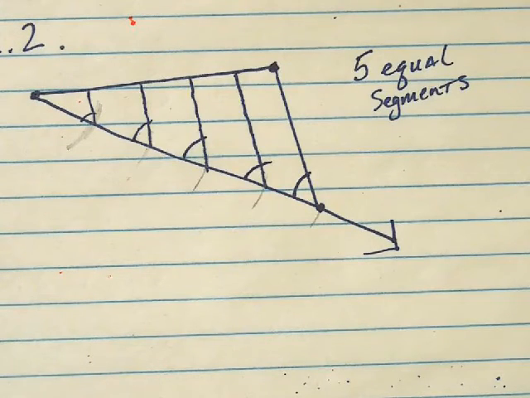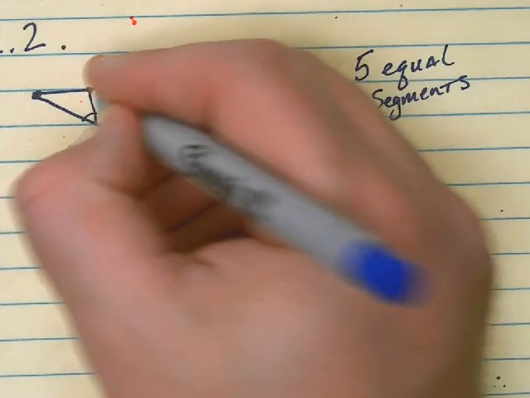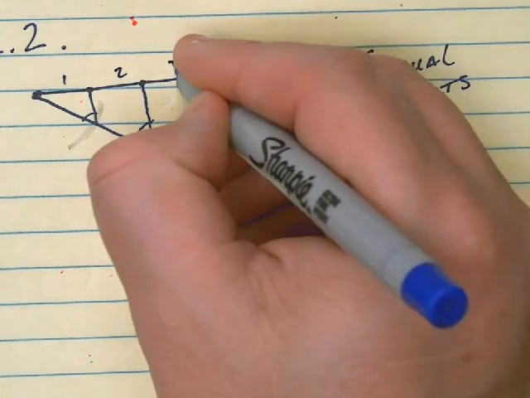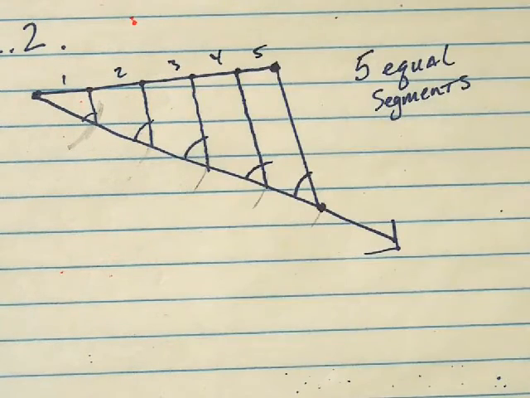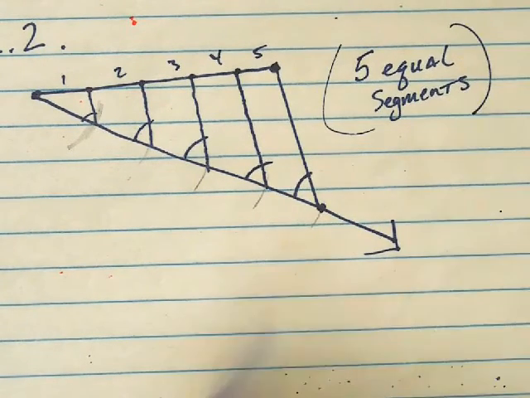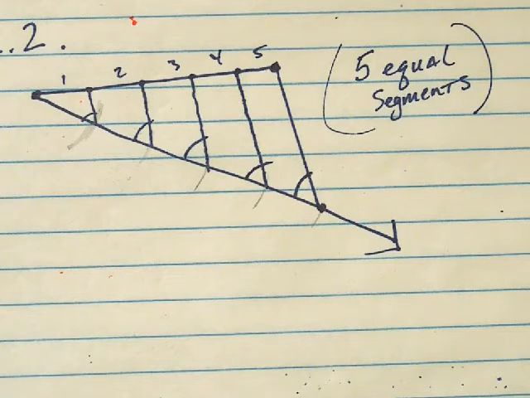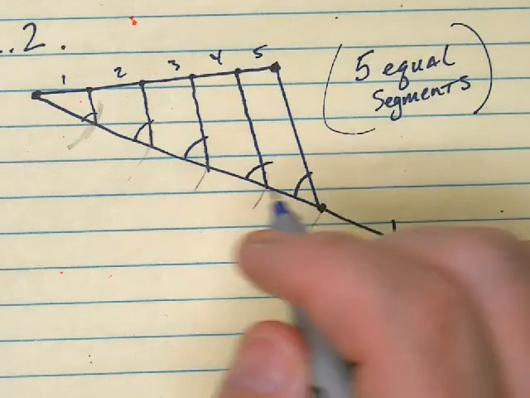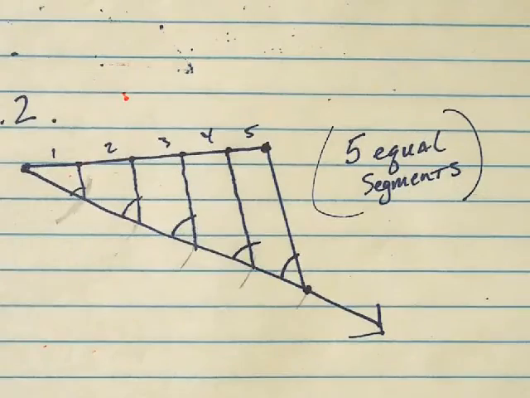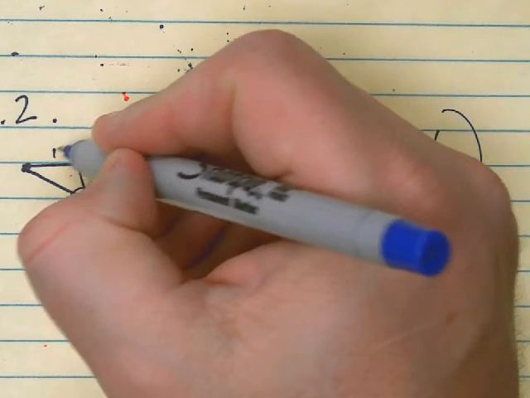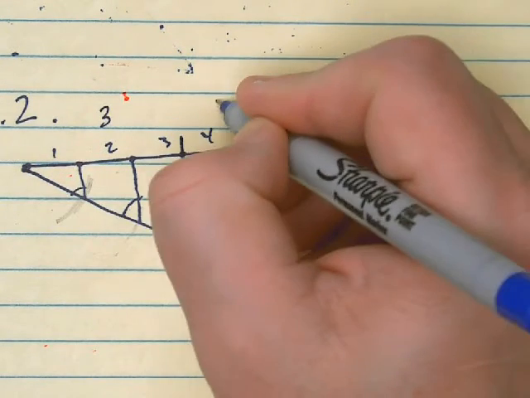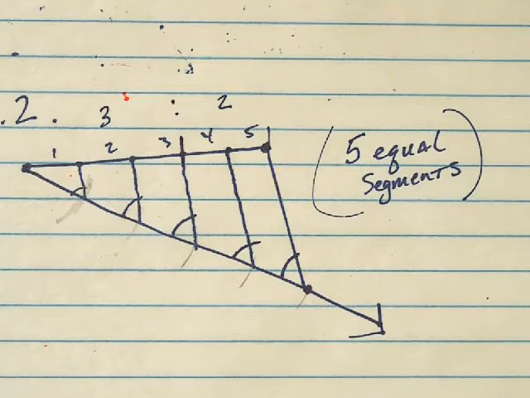Look what happened. I now have 1, 2, 3, 4, 5 equal segments. Did I do what they wanted me to do? Kind of interesting, isn't it? I think that's pretty fascinating. And so this segment is now divided into 5 equal segments. Therefore, I can further conclude, watch this, I could take 1, 2, and 3, and so from here to here, that's in the ratio of 3 to 2.